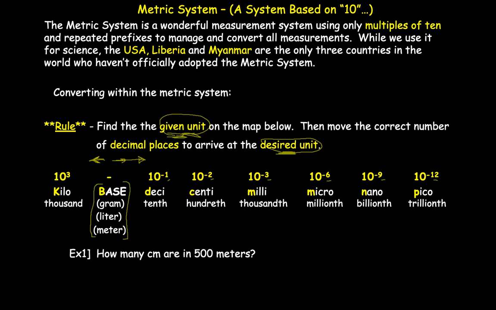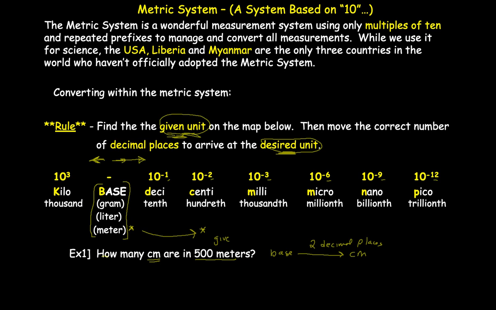let's just say you have 500 meters. So this is your given. I would be in the base unit, the meter. So I would be right here. That's where I would start. And I want to know how many centimeters. That's my desired unit. Since centi is here, I want to travel in that direction. So I'm going from the base to centi, which is 2 decimal places, to the right, because I'm going to have to travel to the right.